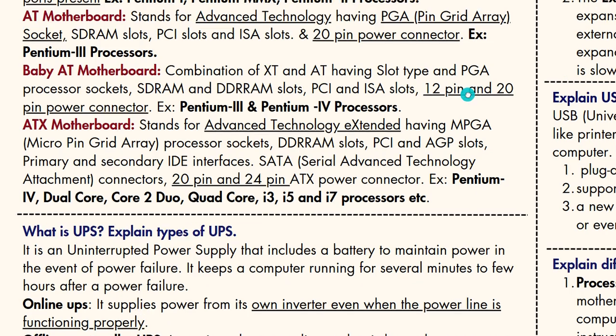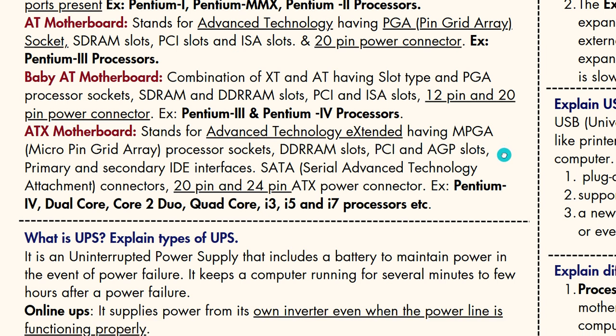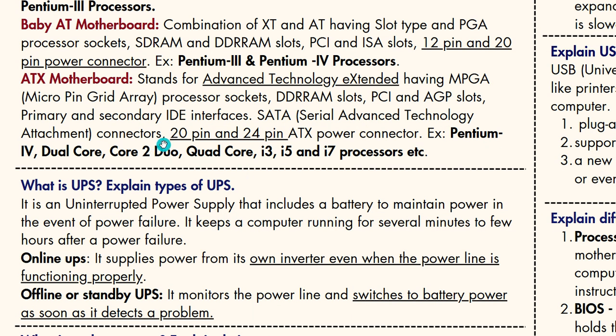Now coming to ATX motherboard, it stands for Advanced Technology Extended, having MPGA. PGA, we saw, was pin grid array. M means micro pin grid array processor sockets. Again, we have DDR RAM slots, PCI and AGP slots, primary and secondary IDE interfaces, and SATA connectors, which are serial advanced technology attachment connectors, and a 20 pin and 24 pin ATX power connector. Examples are Pentium 4, which is again repeated from the baby AT, and dual core, core 2 duo, quad core. As you can see, the word core is repeated in ATX. I3, I5, and I7 processors as well.